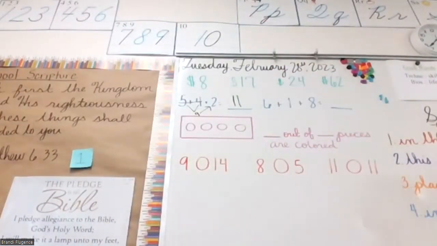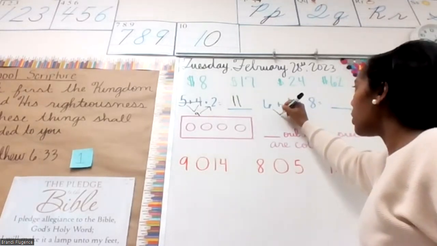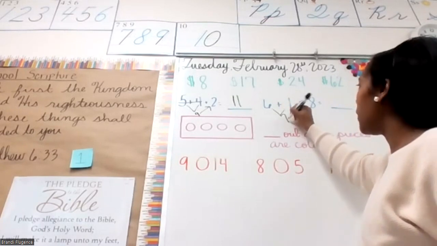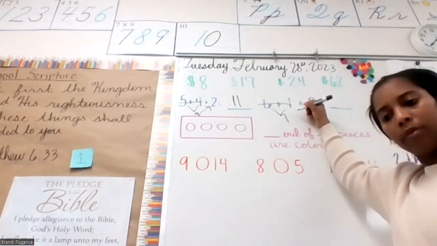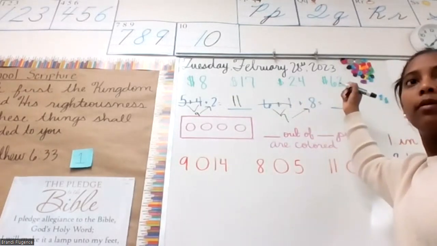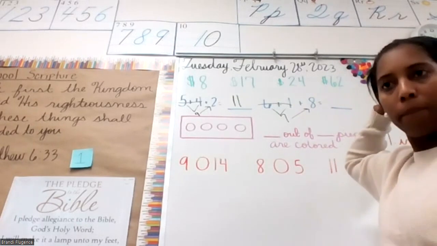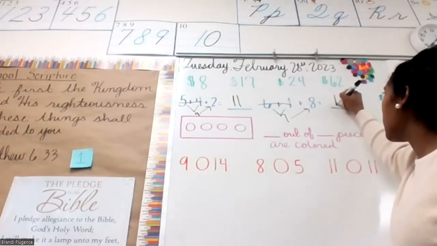Next one, we have 6 plus 1 plus 8. Cairo, how do we add it up? And it equals 7. Next, cross it out. What do we do? 7 plus 8. 15. 7 plus 8 is 15.